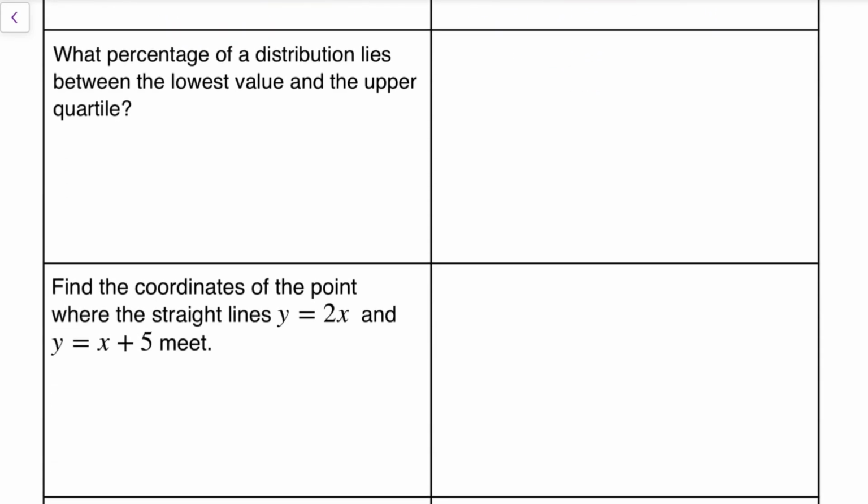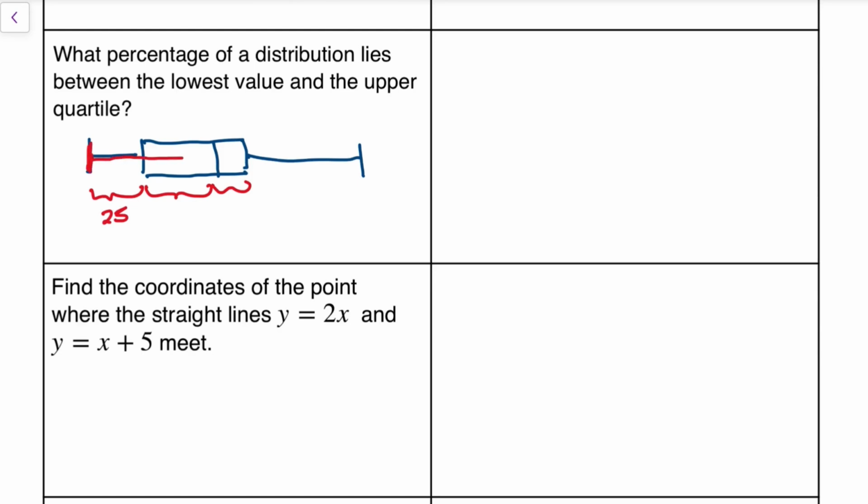Next question. What percentage of a distribution lies between the lowest value and the upper quartile? That's a good question. Now, box plots. A box plot looks something like this. Doesn't matter about how accurate my whiskers are, the point is it doesn't matter how long they are relatively. It is always the case that that's 25%, that's 25%, and that's 25%, which means to go from the lowest value all the way to the upper quartile, which is here, is 25 plus 25 plus 25, which is 75%.